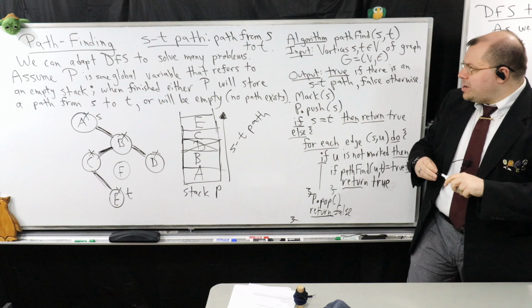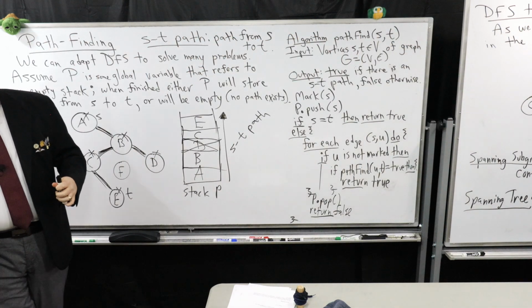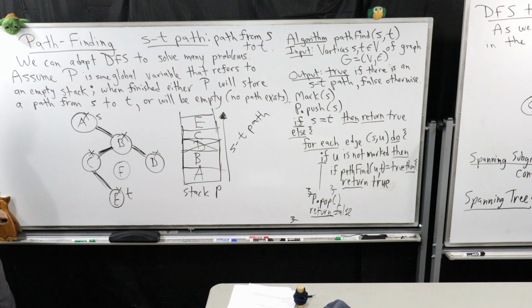So are there any questions about that? This is one way to compute a path between two vertices. So if I want to go from S to T, this is one way I could compute one.